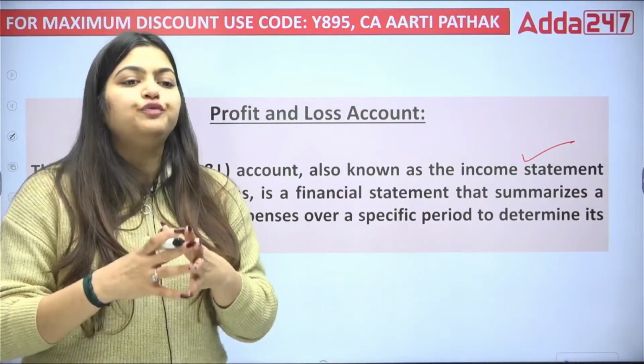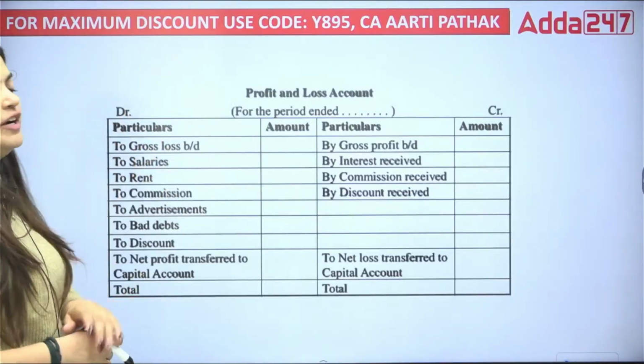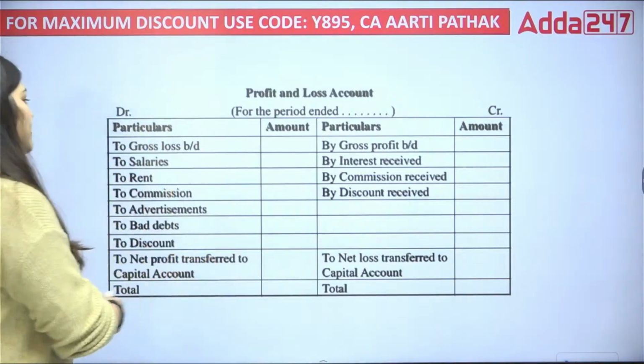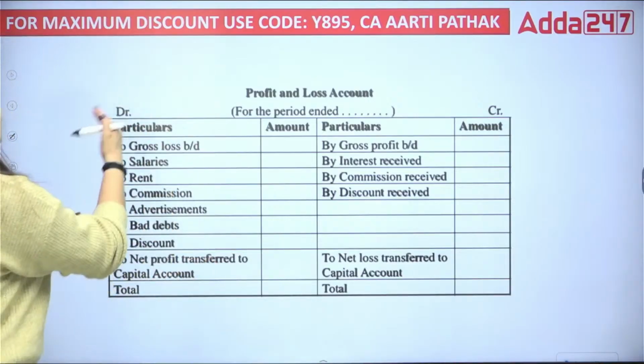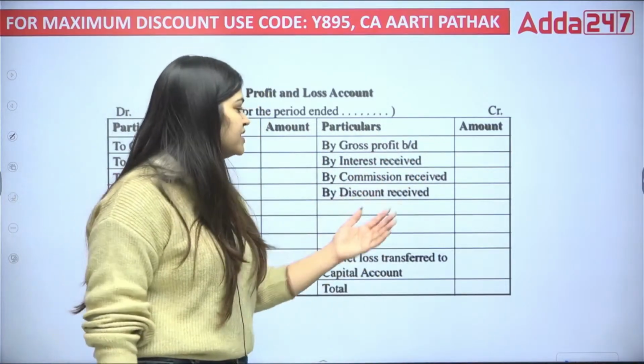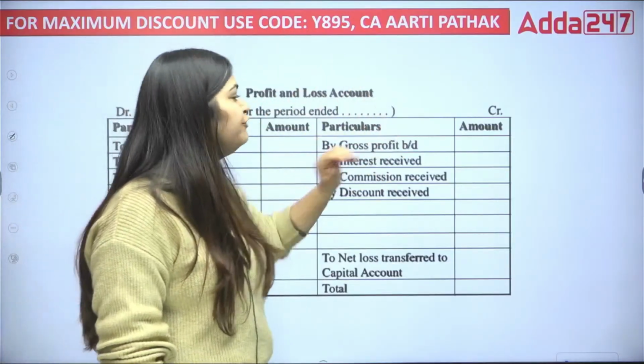This will give you final net profit, net loss. Yes, so this is your profit and loss format. Again, this is T-shape. On the debit side, you have all your salaries, rent, expenses. On the credit side, you have interest received, commission received, discount received. Whatever profit you have generated from trading, you will carry forward in this account.